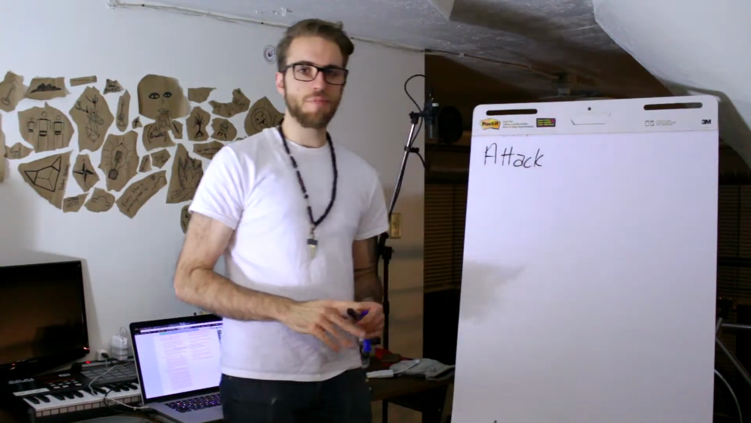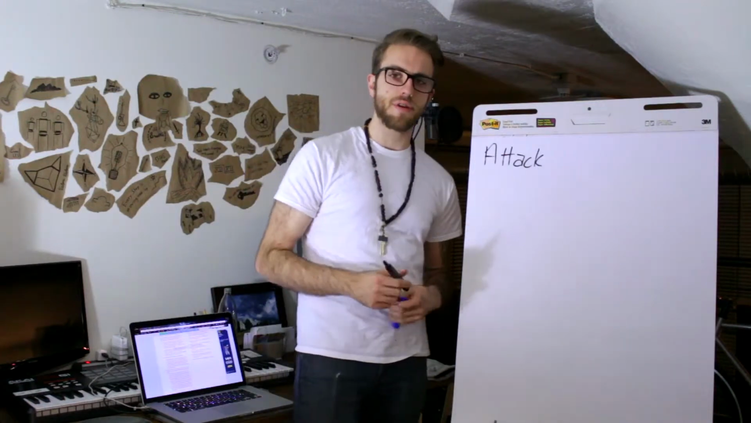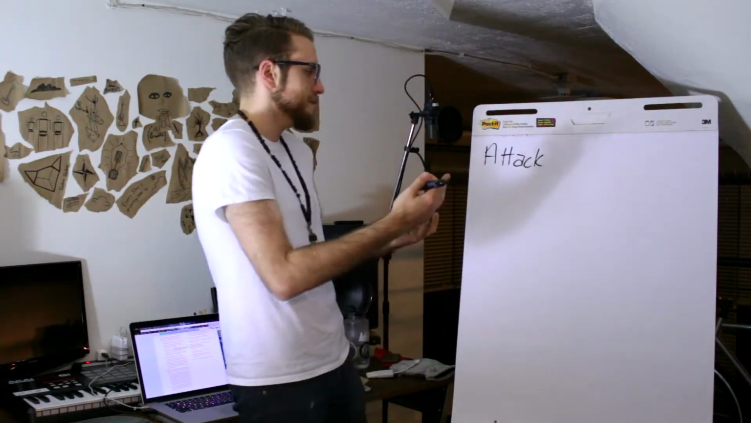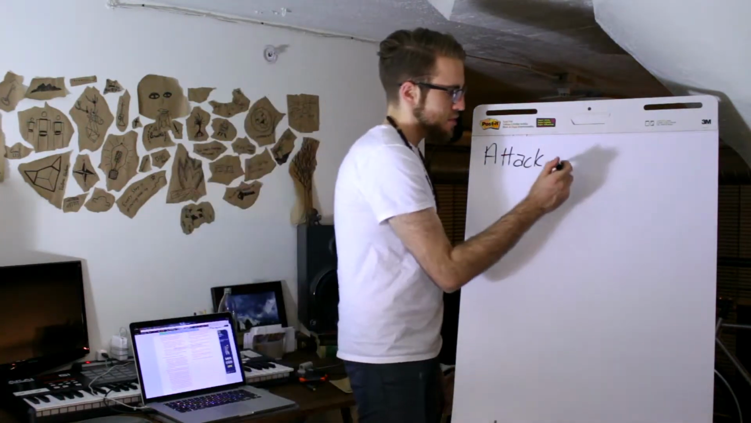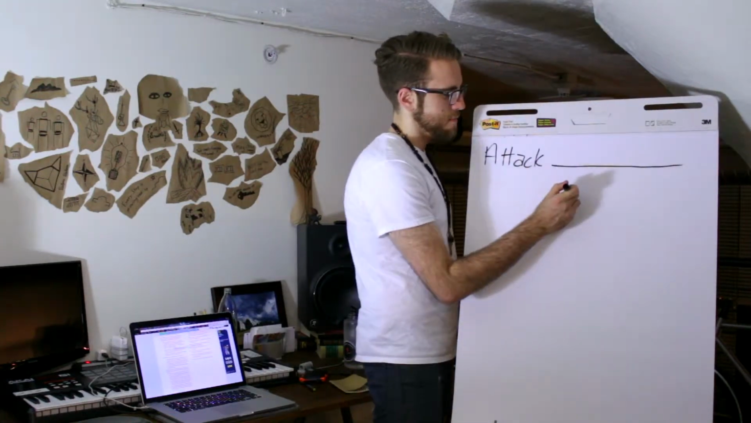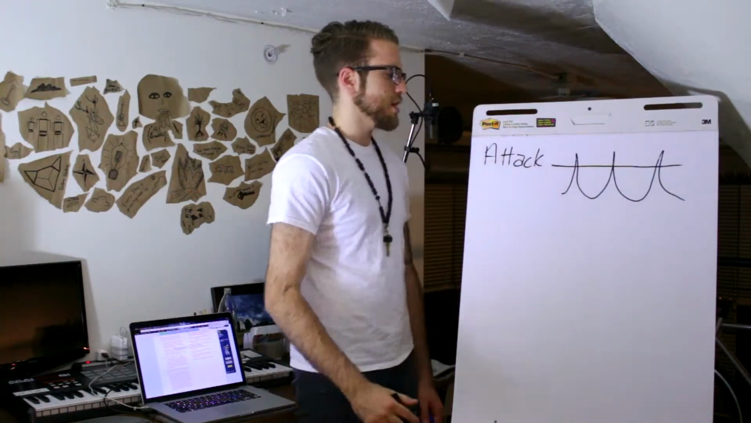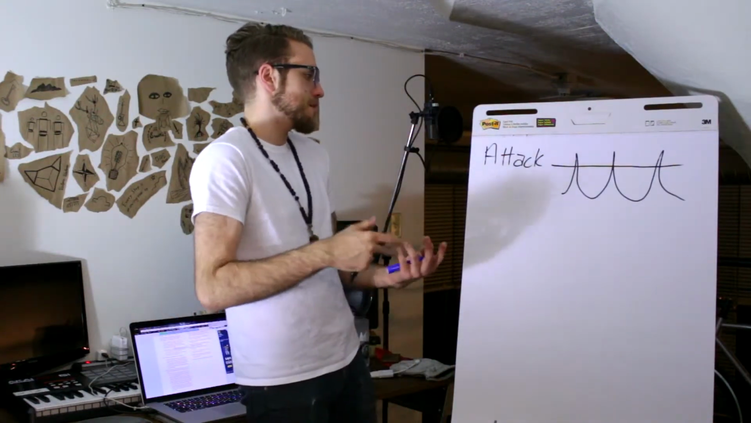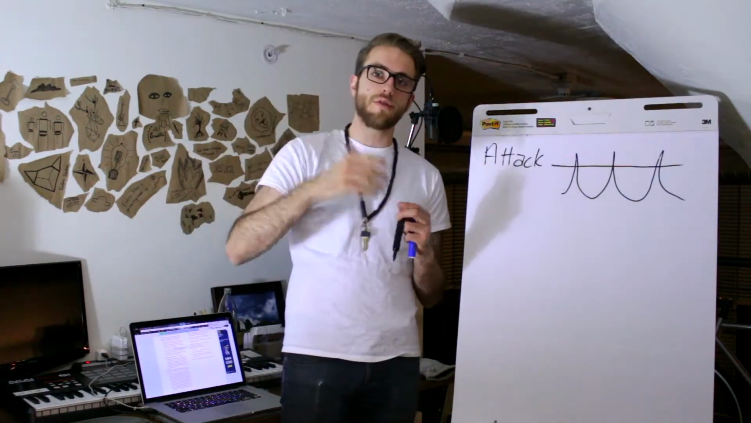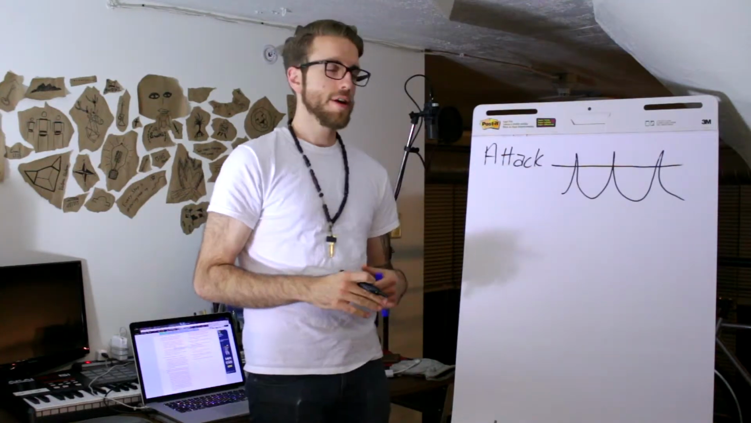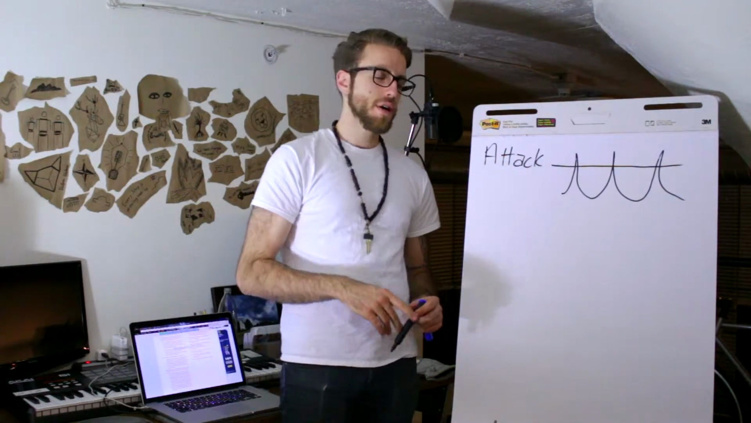Attack, it's pretty simple overall. Sometimes it can be difficult to wrap your mind around though. So attack is basically, say we have a threshold right here and we have peaks coming up above the threshold, like so, if it's a snare drum or something like that. Attack is basically how long it takes for the full amount of gain reduction that is set by that ratio to begin happening on a certain input.